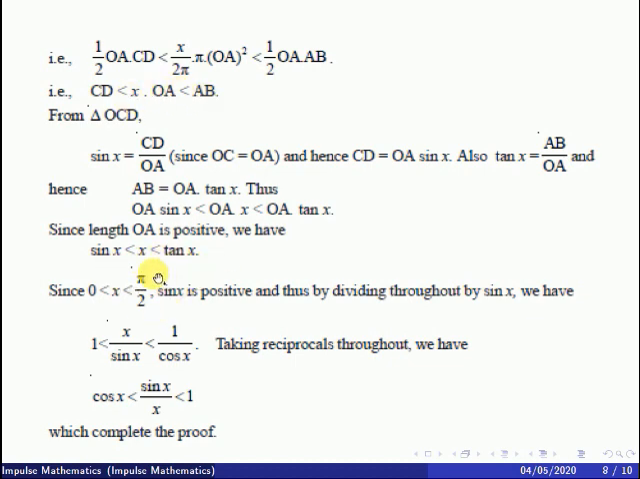If we divide this inequality by sin x, we can divide because the value of sin x is always greater than 0 if we take the value of x greater than 0. Here we take x greater than 0, so sin x will be positive. We can divide through by sin x, and then taking the reciprocal of it, we get cos x < sin x by x < 1, which completes the proof.